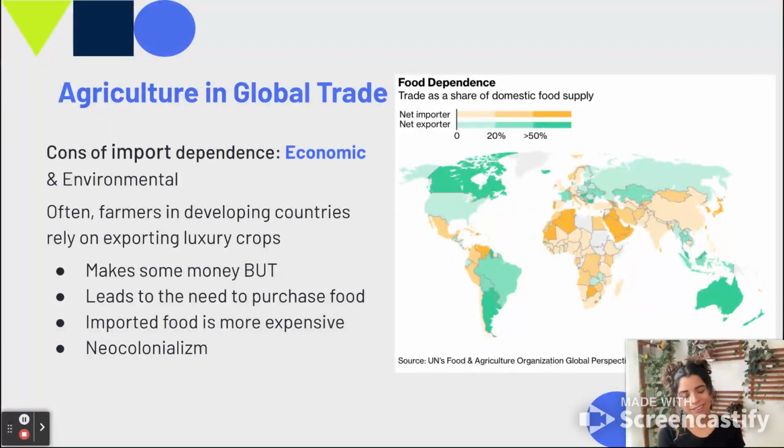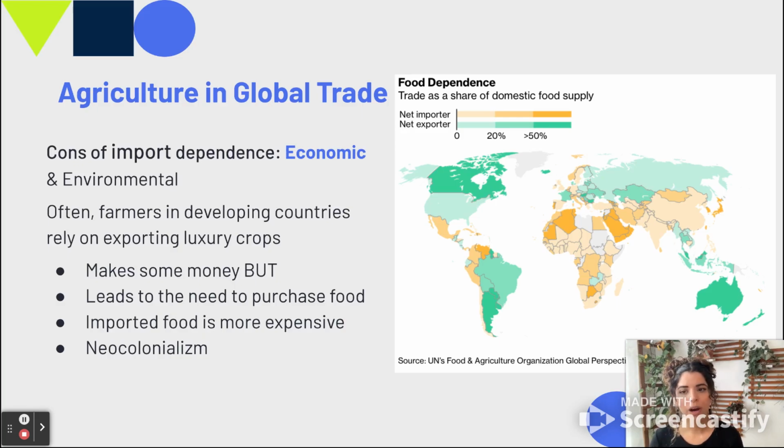So there are cons of import dependence, and that includes economic and environmental cons. For economic, we see that in developing countries, farmers start to rely on exporting luxury crops, which doesn't sound like a bad thing, right? Because they do make some money. However, this does lead to the need to purchase the actual food that they eat. So instead of growing subsistence crops, they grow for export, and then they have to purchase their own food. Because they're importing their food, it tends to be more expensive.